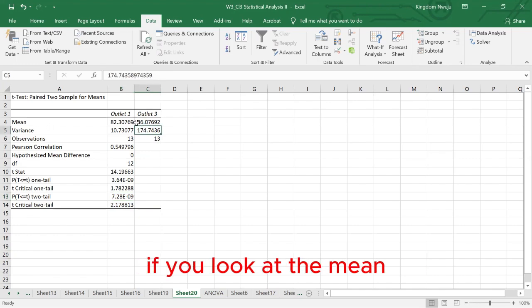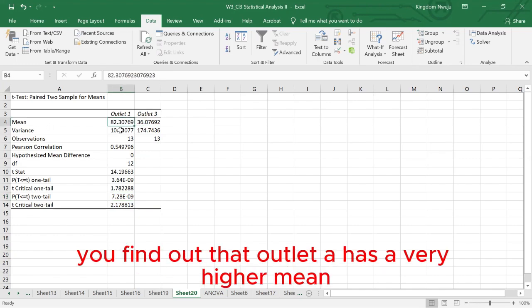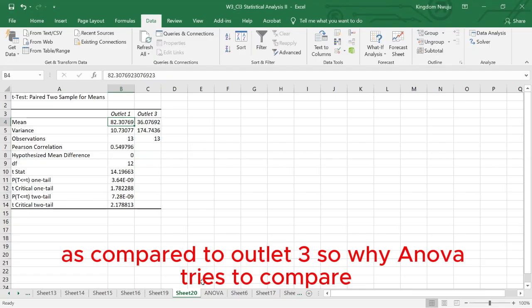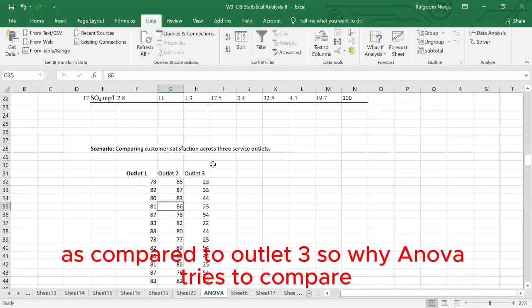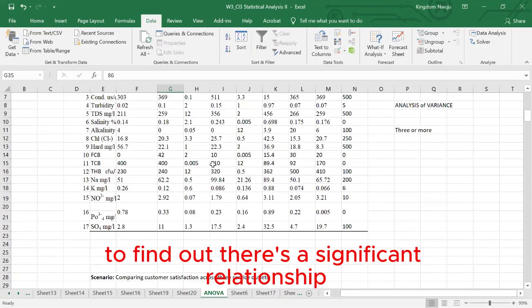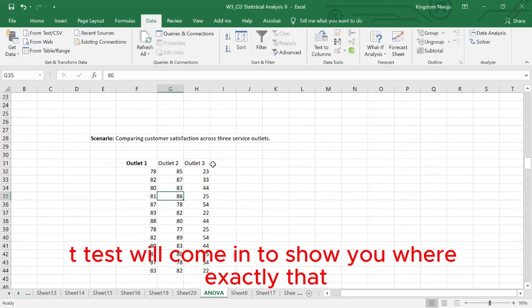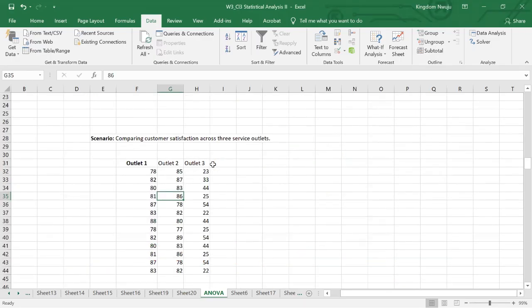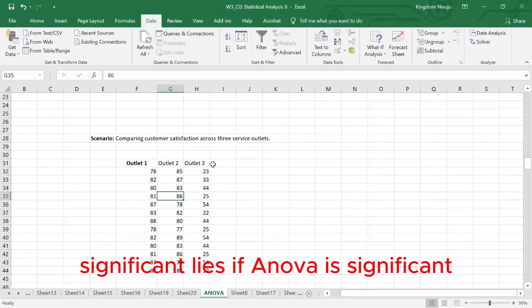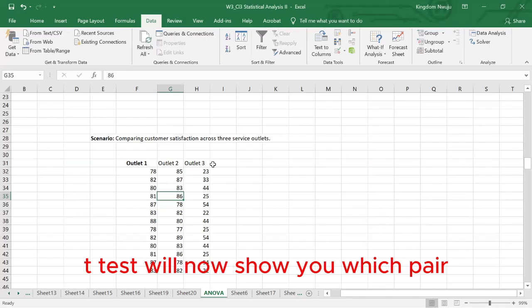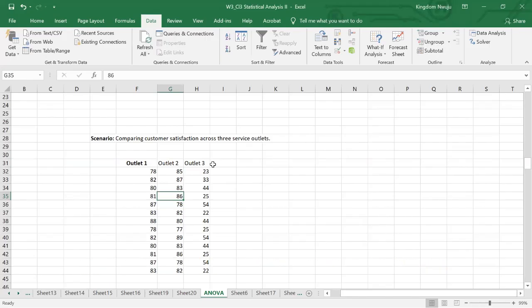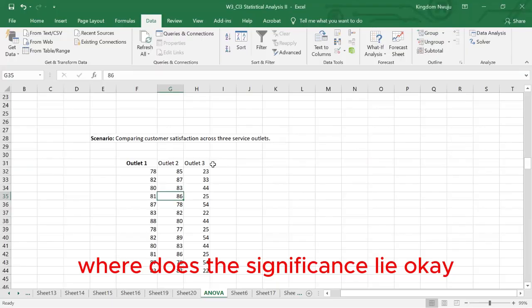Of course, if you look at the mean, you find out that athlete A has a much higher mean as compared to athlete 3. So while ANOVA tries to compare to find out if there's a significant relationship between 3 or more samples, the t-test will come in to show you where exactly that significance lies. If ANOVA is significant, the t-test will now show you which pair, where the significance lies, okay?